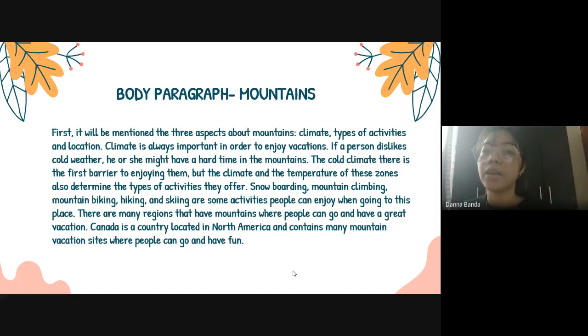There are many regions that have mountains where people can go and have a great vacation. Canada is a country located in North America and contains many mountains, vacation sites where people can go and have fun. Okay, here in this body paragraph that is about the mountains, that is the first subject, we put the 3 points, that is the climate, type of activities, and location, right? Okay, next one, please.